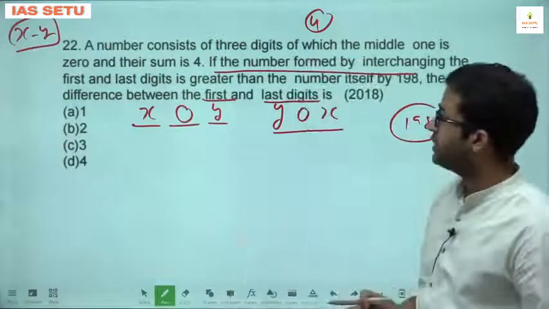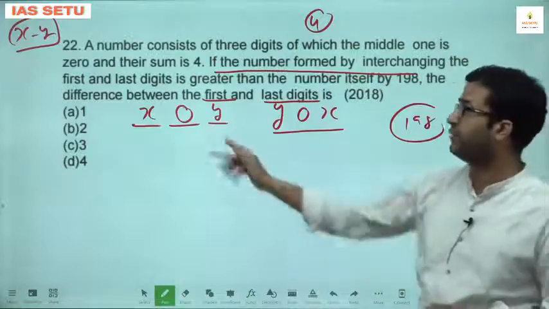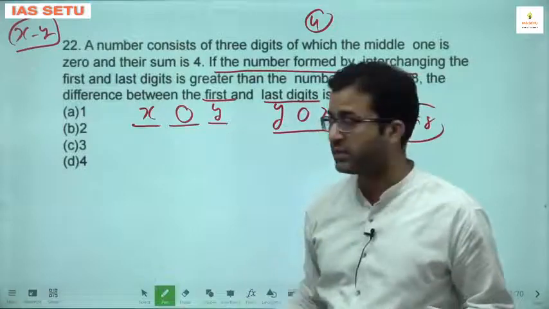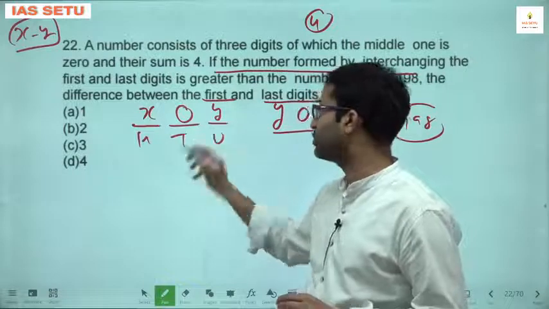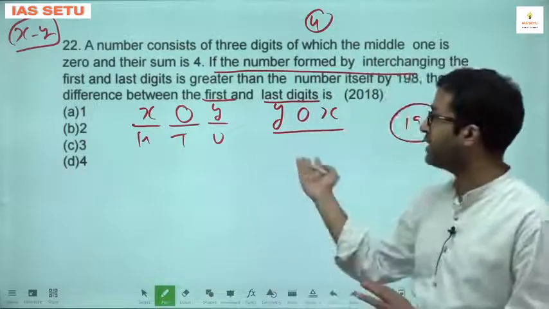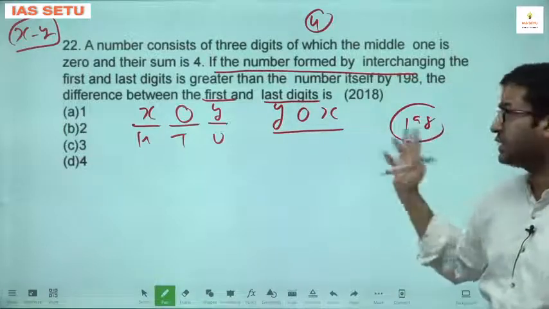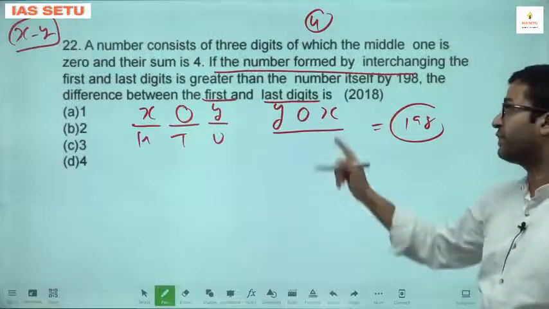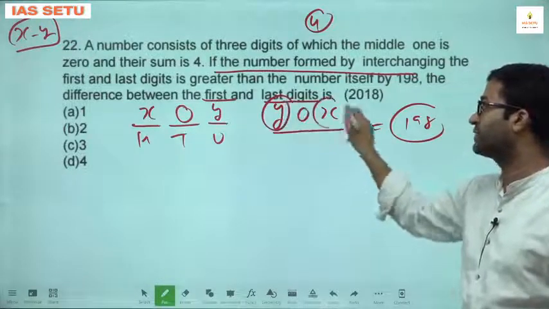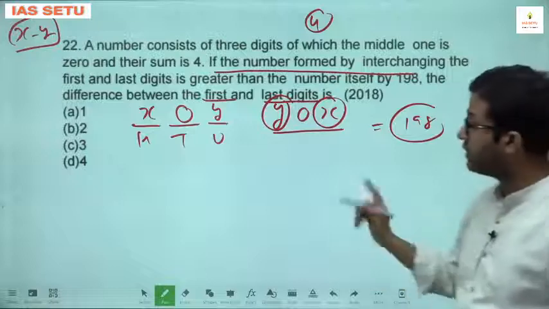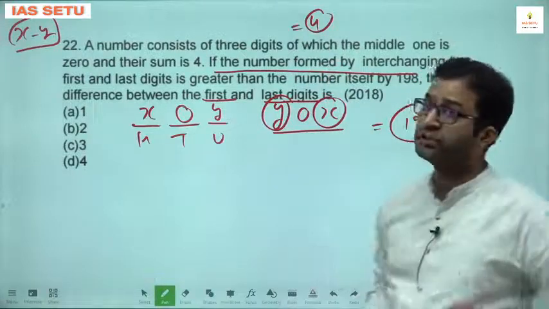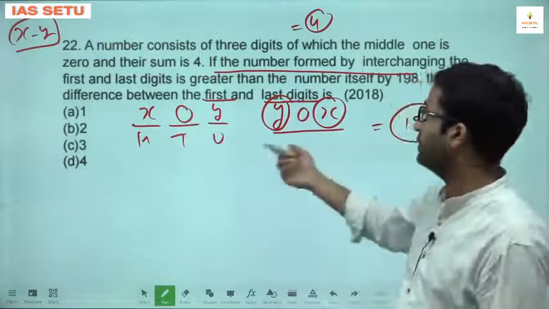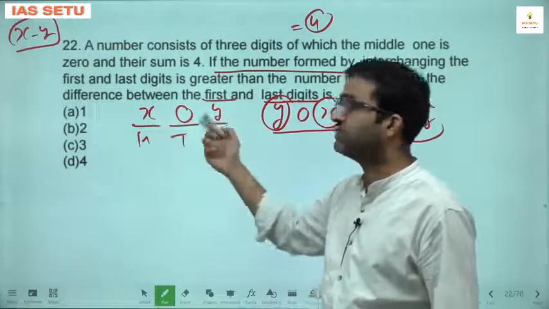I repeat, once we understand the question, it is a 3-digit number where the middle digit is 0. So here in the 100s place we have x, this is the 100s place, this is the 10s place, this is the unit place. I take y in the unit place. If I interchange, it becomes y0x. Then I take the difference, which comes to 198. Then they ask what is the difference of y and x. See here, the catch in this question is that the total is 4 and the middle digit is 0. And x and y have to be natural numbers.